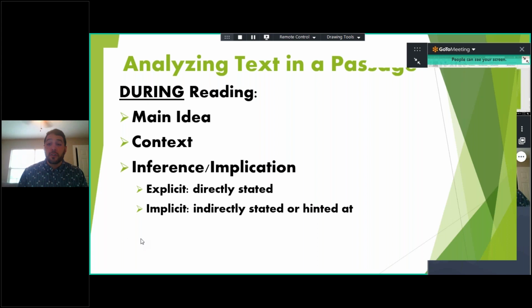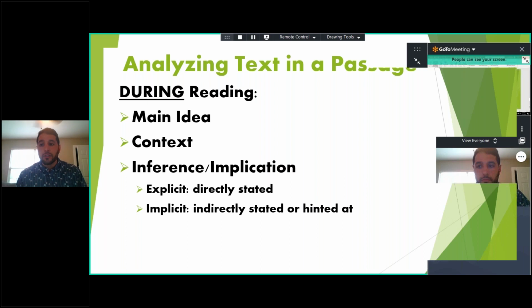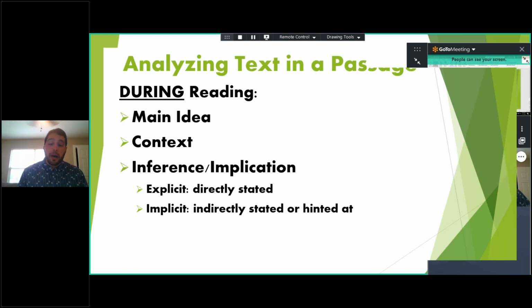So context is very important when you first start out in reading passages and trying to analyze text, because context is really just trying to figure out what words mean. So if you're not sure what a word means, you can often tell what it means by looking at the words and sentences around it. Do they have positive or negative connotations? Are there emotions associated with that word in addition to its definition? And is there some figurative or hidden meaning behind its literal meaning?